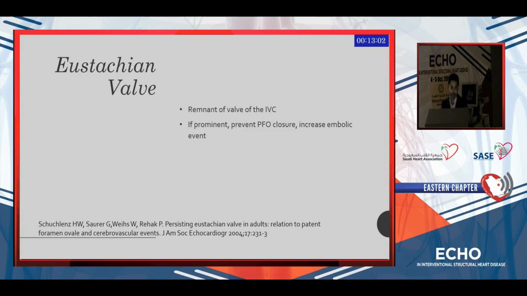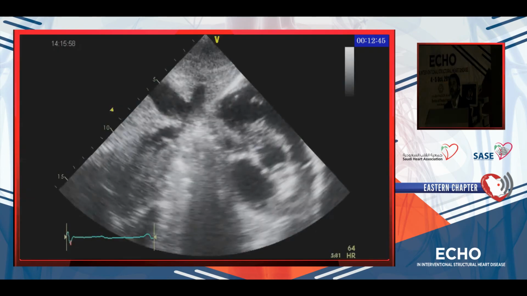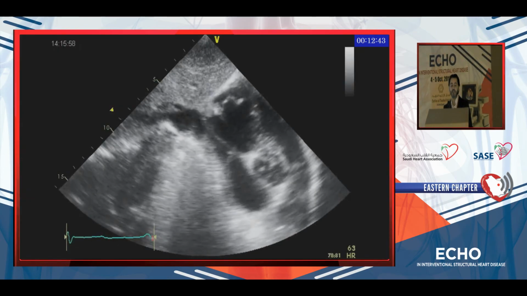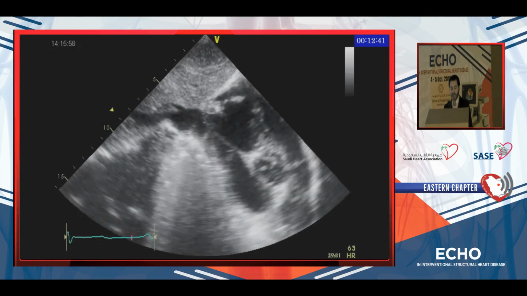What about Eustachian valve? It's a remnant of the valve of the IVC. It should direct the IVC flow direct to the fossa ovalis. If prominent after birth, it will prevent PFO closure. Not only that, it will cause also increase in embolic event. This is an example of prominent Eustachian valve.